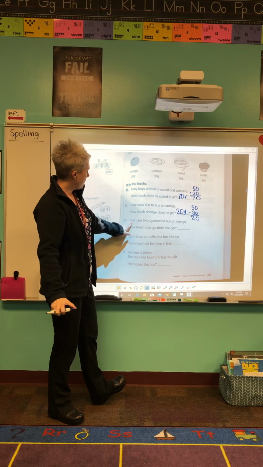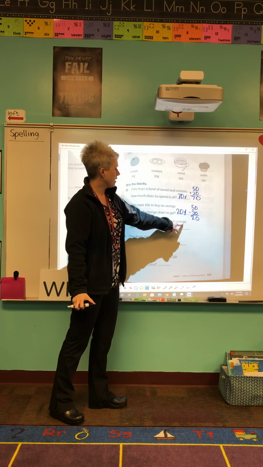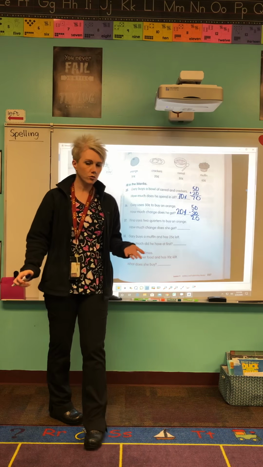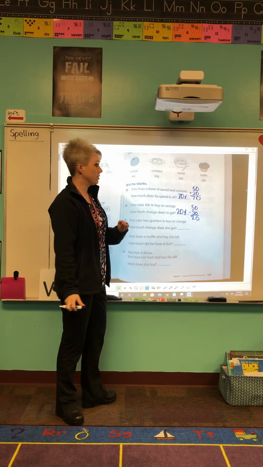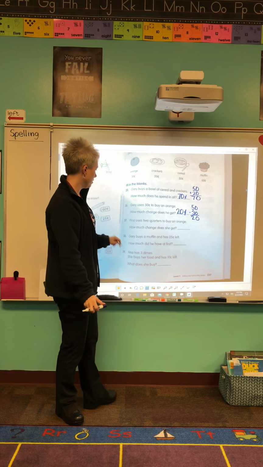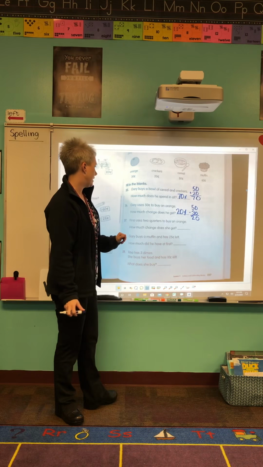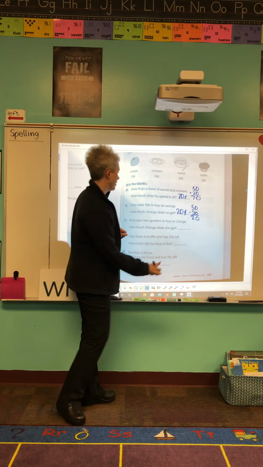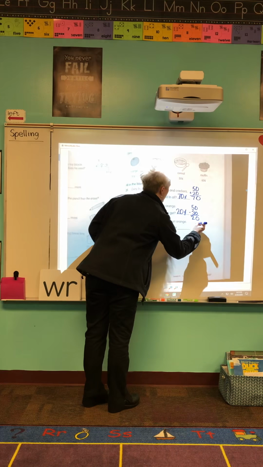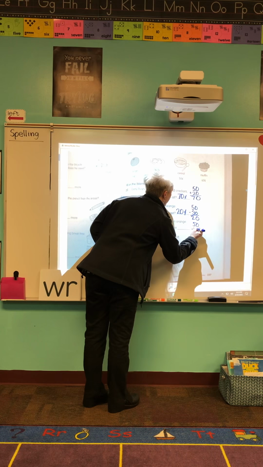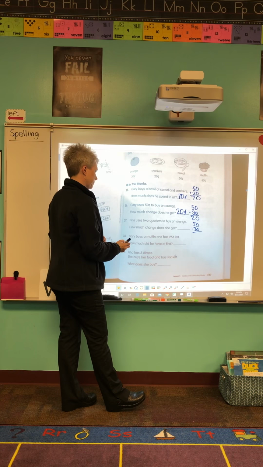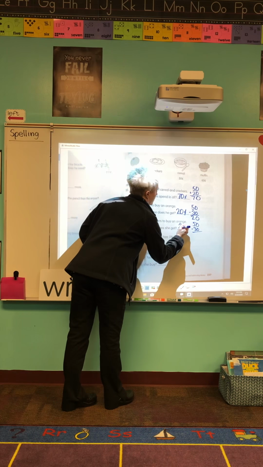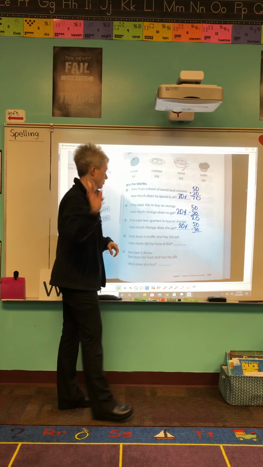All right. Fina uses 2 quarters to buy an orange. And tell me again, how much is 2 quarters? Good job, 50 cents. So she uses 50 cents if she has 2 quarters. How much change does she get? 30 cents. 2 quarters is 50 cents. Looks familiar. Good job, 20 cents. You guys are so smart.